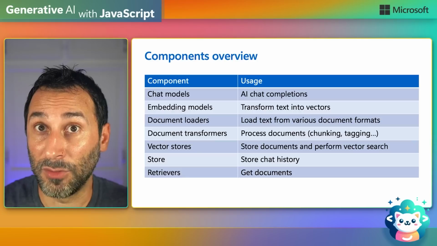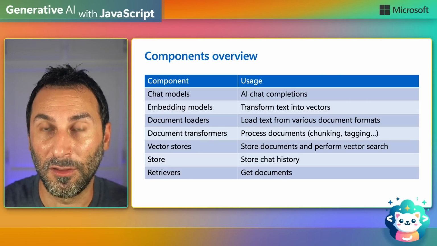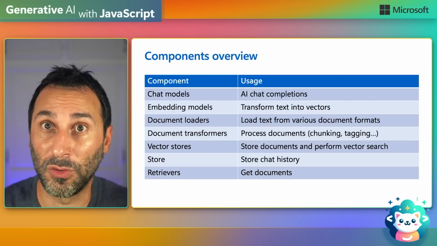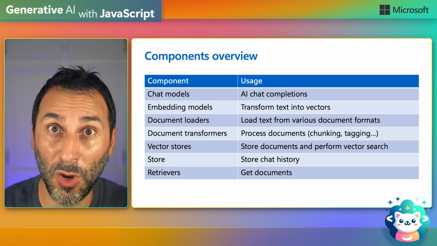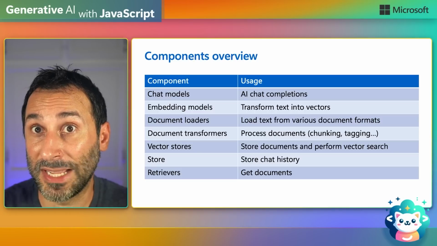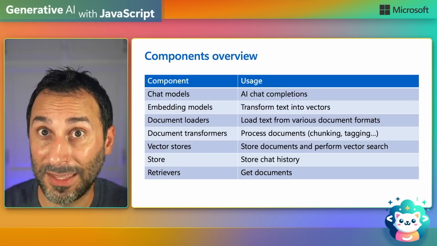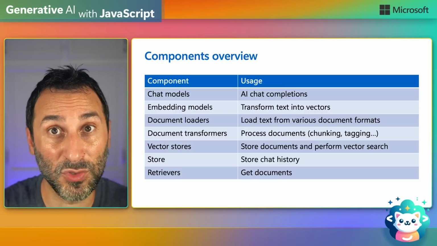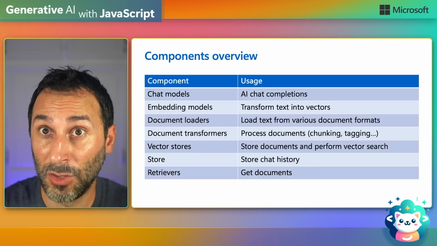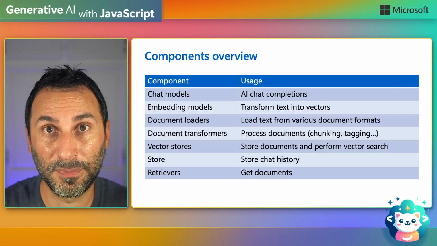Then we have the stores and retrievers. Vector stores allow you to store documents and perform vector search, while the regular store is used as a memory to save your chat sessions. Retrievers can be used to load documents from various sources, including a vector store, to implement the RAG pattern.